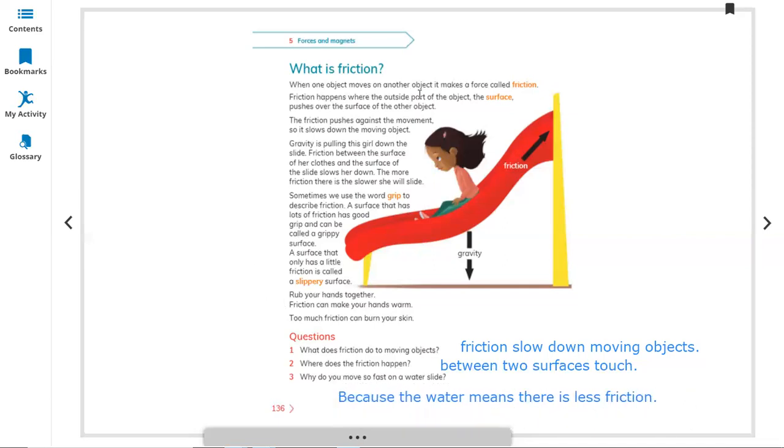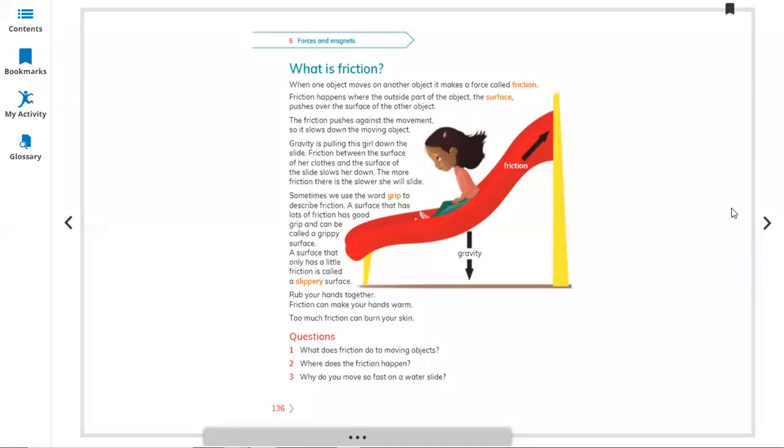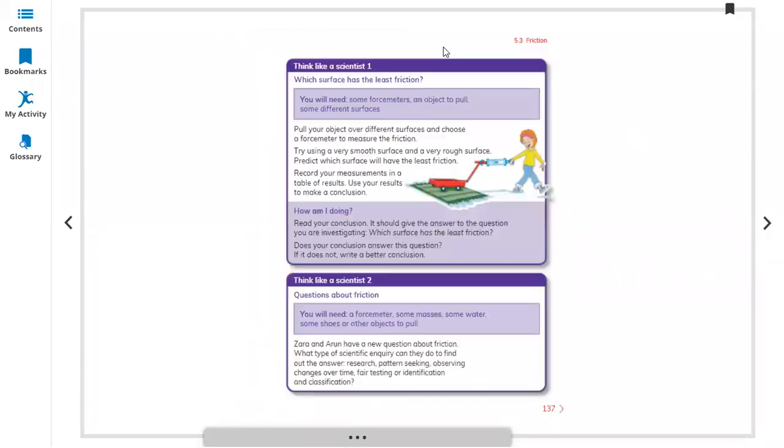Let's move to the next page. Which surface has the least friction? You can do different experiments on the floor and on the carpet. You can move your cycle or other objects, your car. You can also use a force meter. How much force is required on the floor and on the carpet? Pull your object over different surfaces and use a force meter to measure the friction.